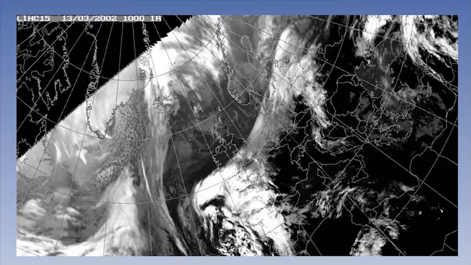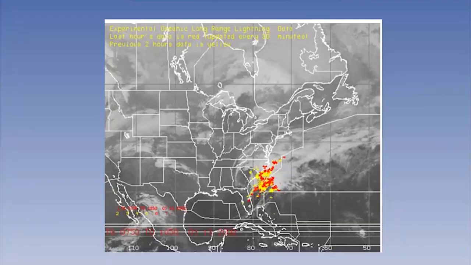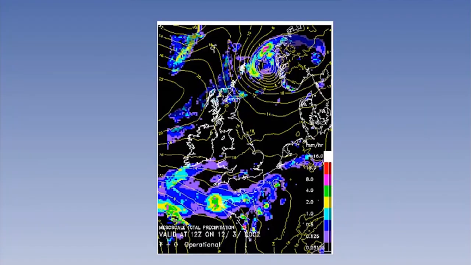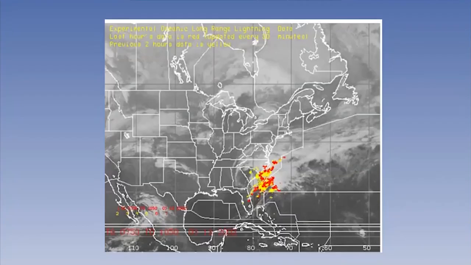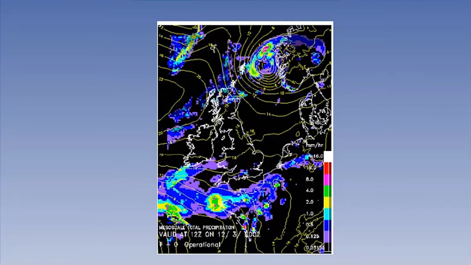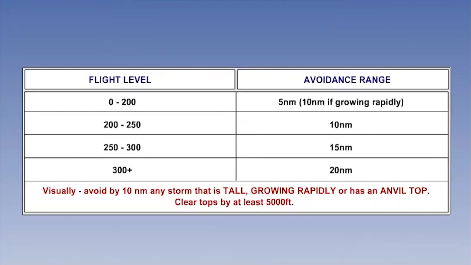Forecasting thunderstorms is largely a matter of matching the conditions necessary for the storms with the trigger mechanisms using computer-generated products and observational data. Satellite imagery and radar are then used to detect and follow the development of the storms. The aviation authorities have produced guidelines on avoidance distances.